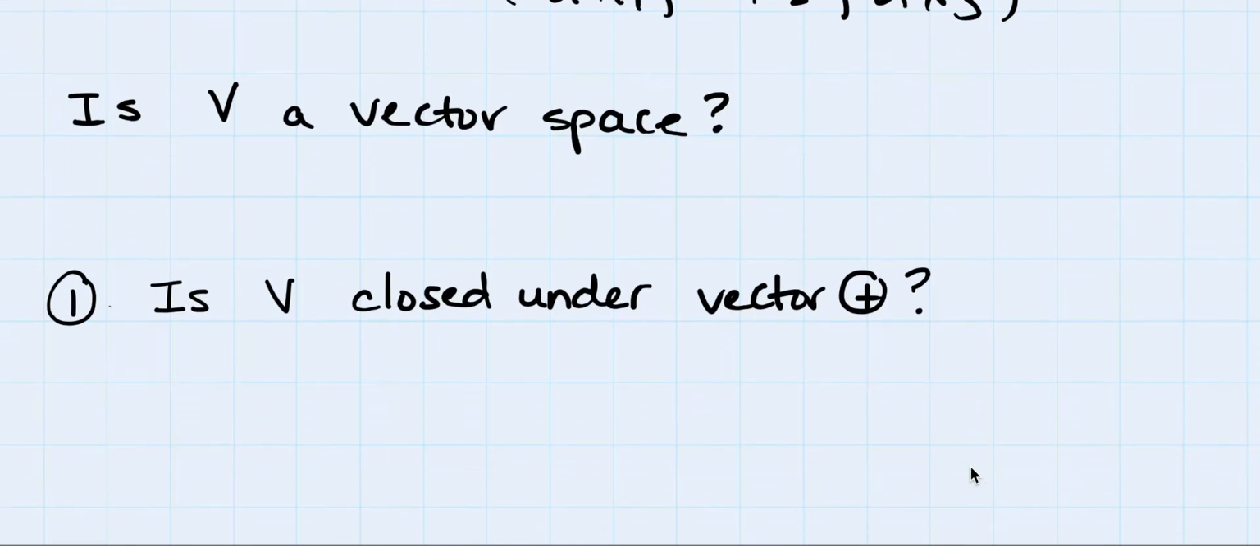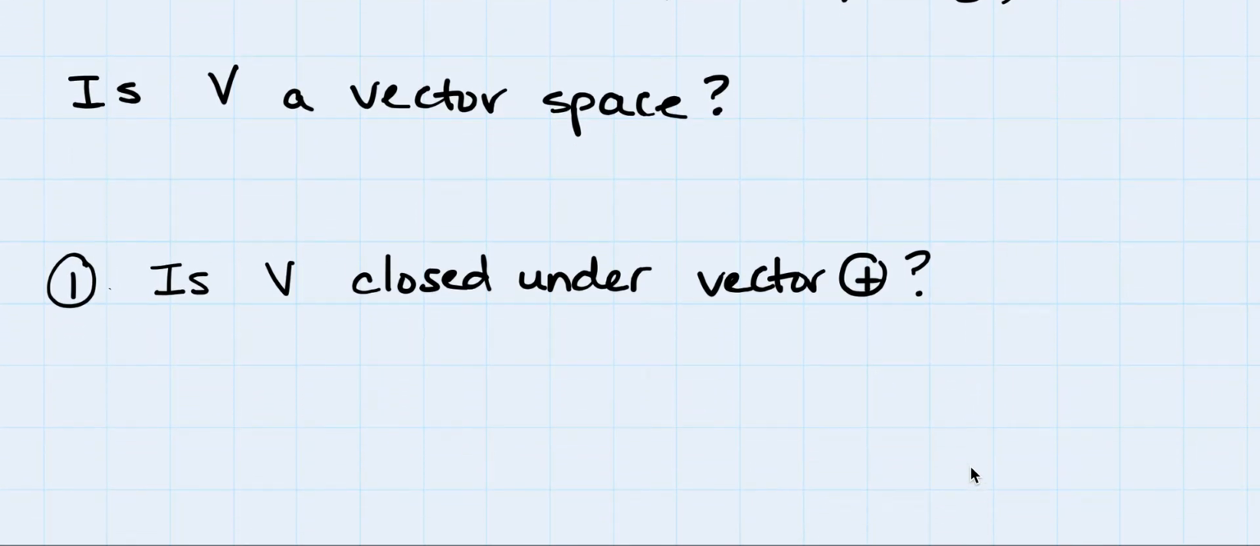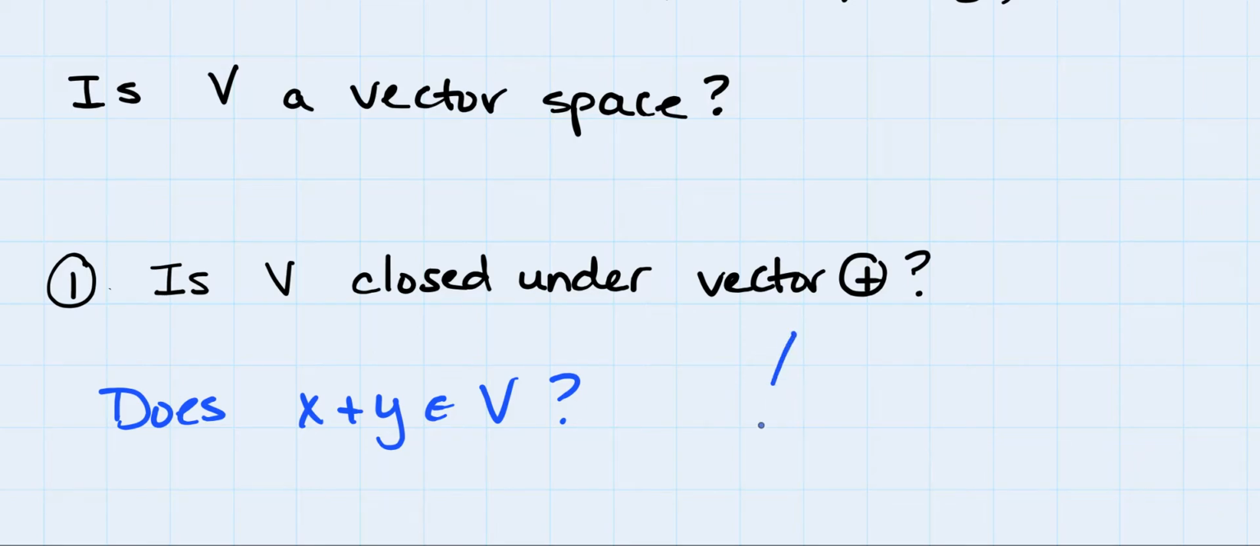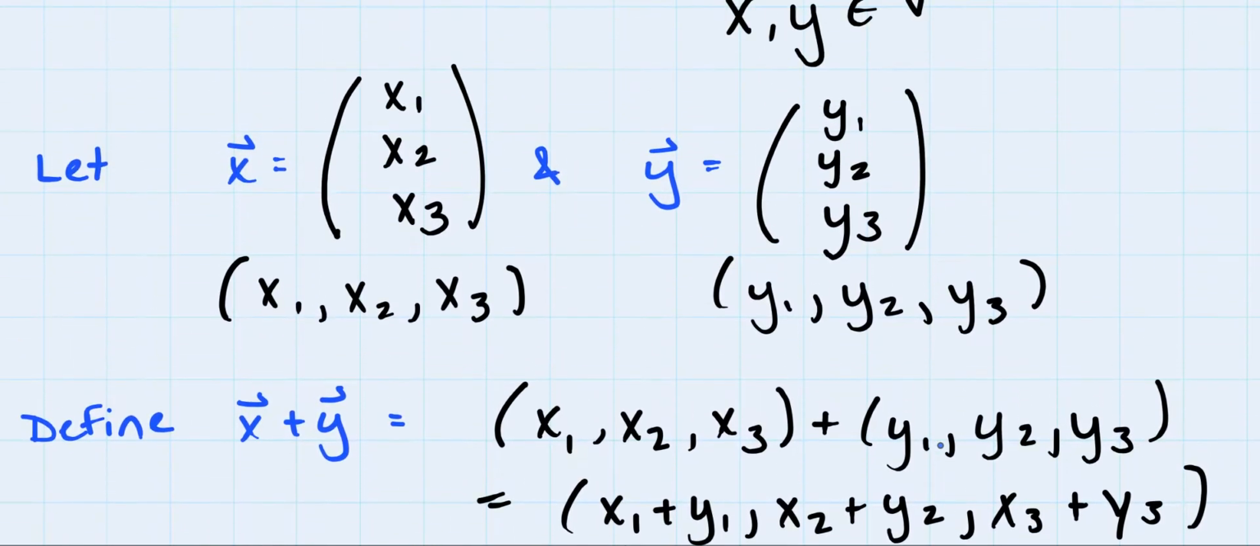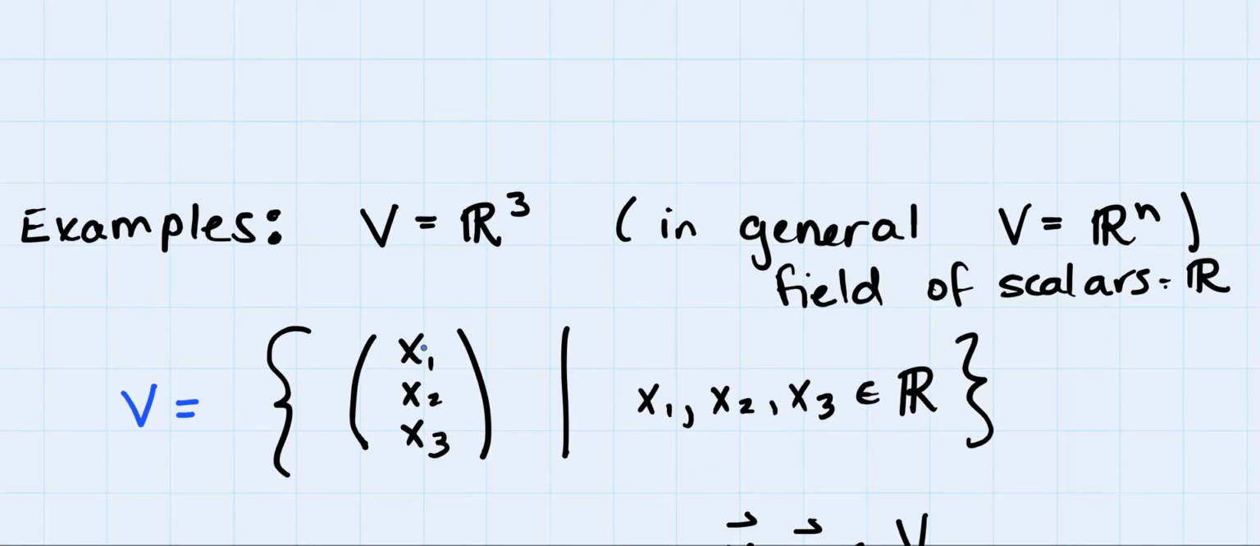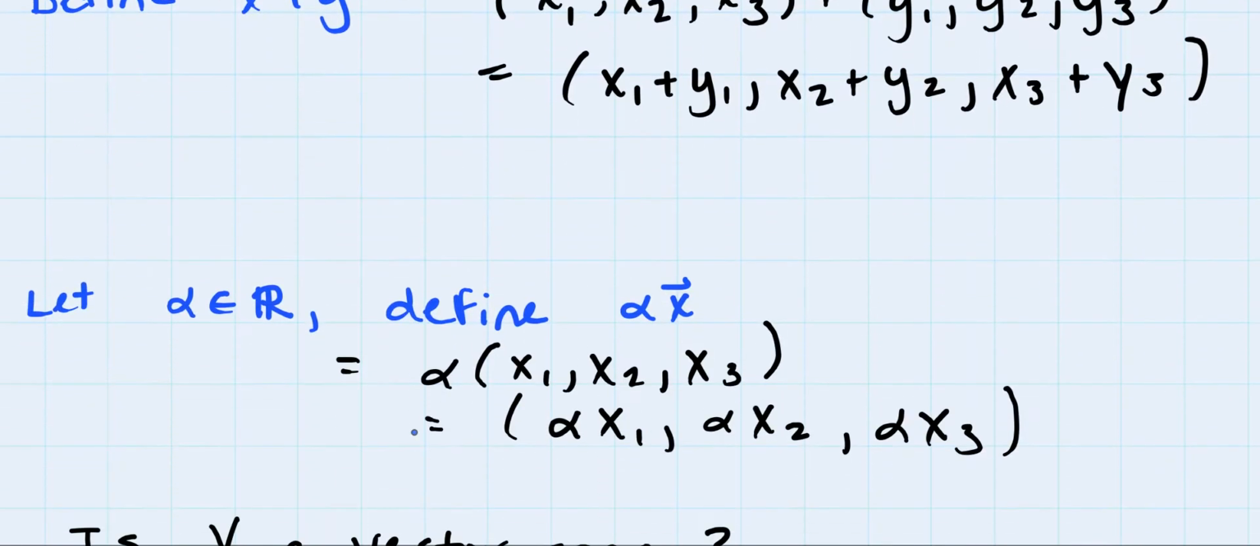So the first thing you want to ask yourself is, is V closed under vector addition? In other words, does x plus y belong to V? Remember that x plus y, you can write it like this or how I wrote it before. Is x1 plus y1 a real number? Yes, if you take a real number and add it to a real number, you get a real number. All of these are real numbers. And let's review what this set looks like. Looks like this. These are real numbers, so it belongs to the set. So this is true.